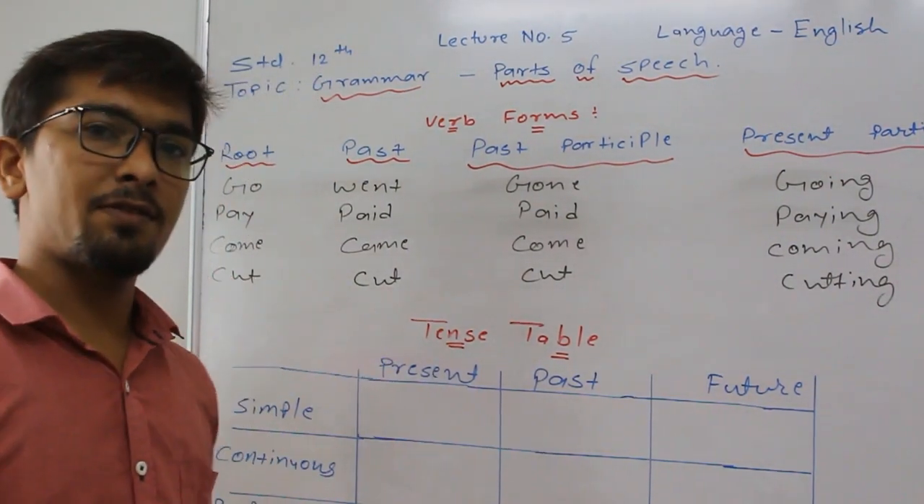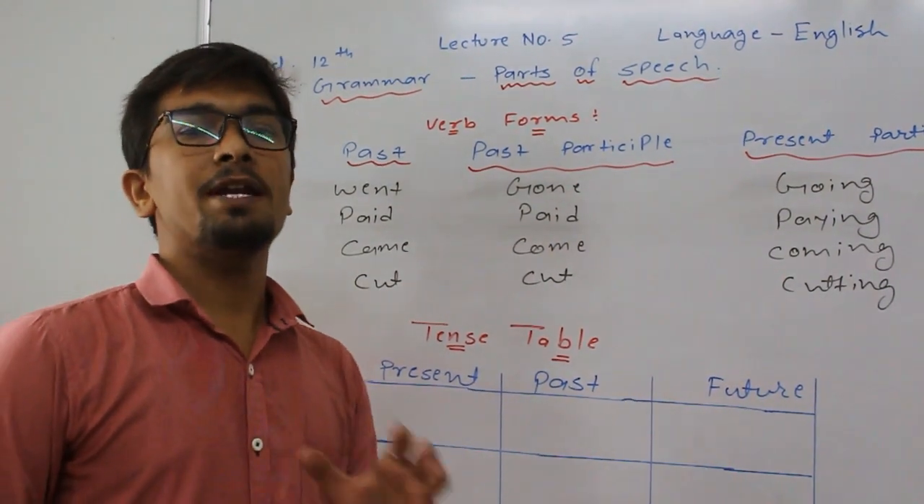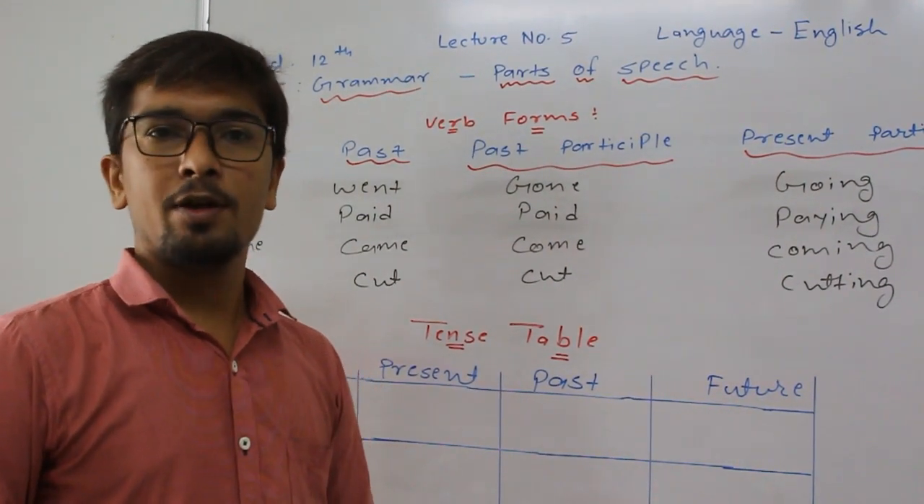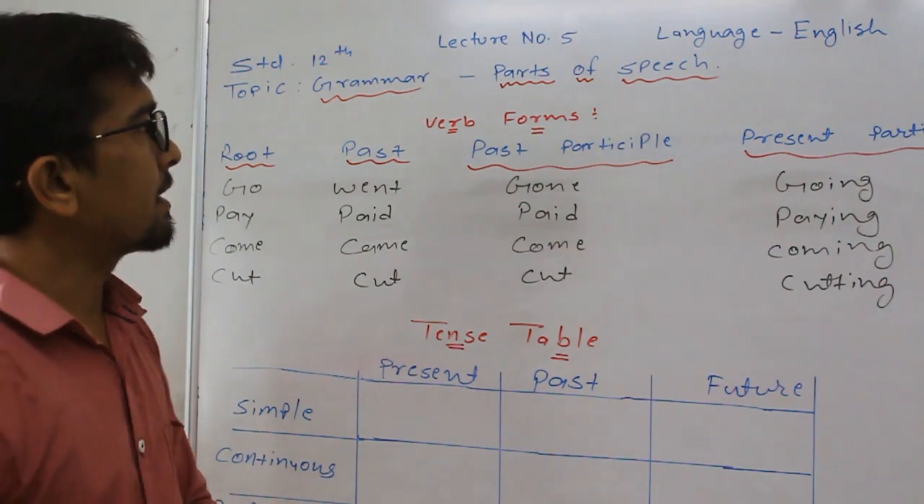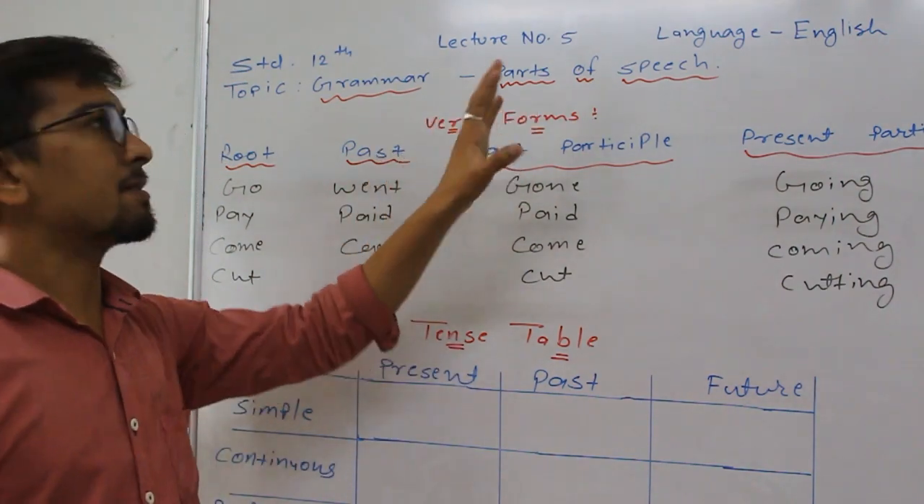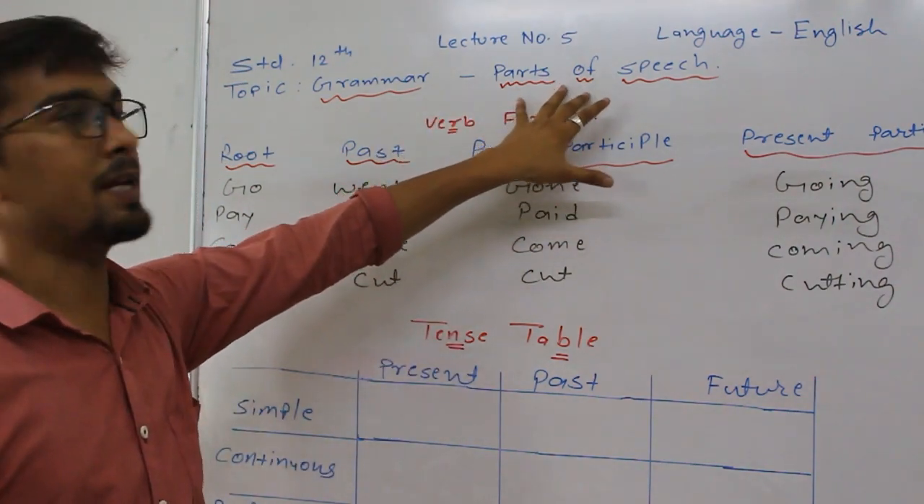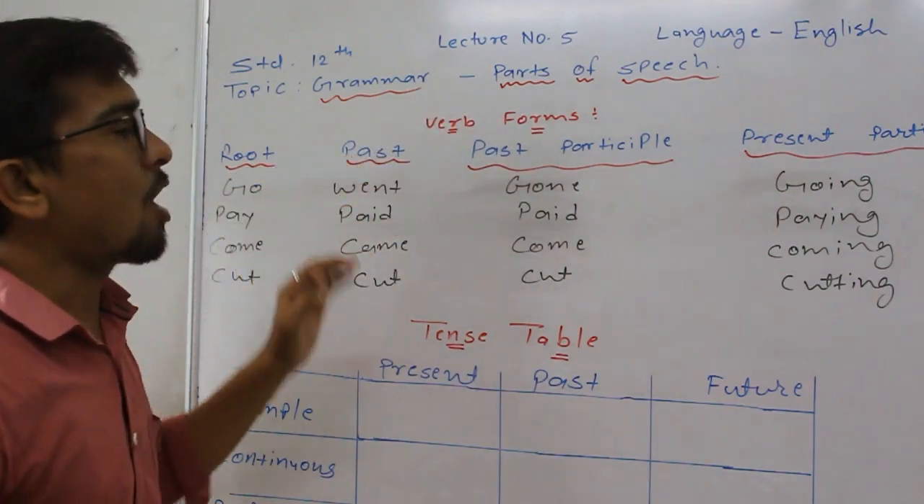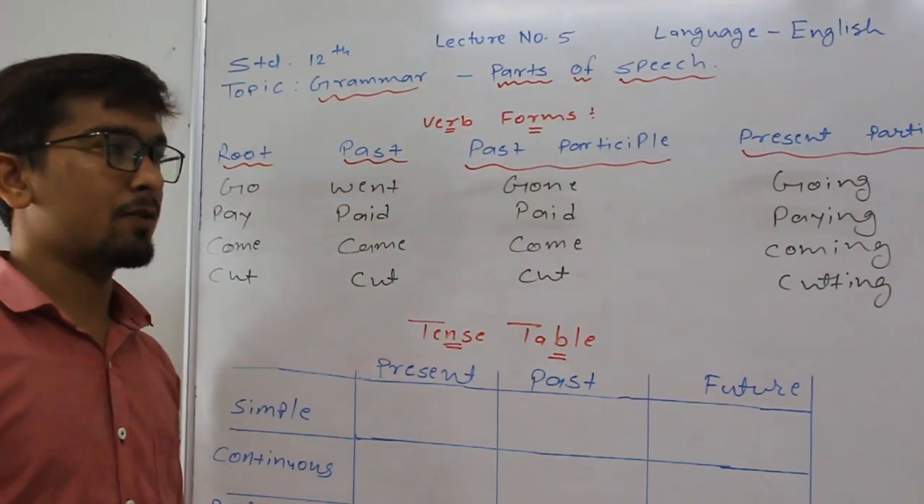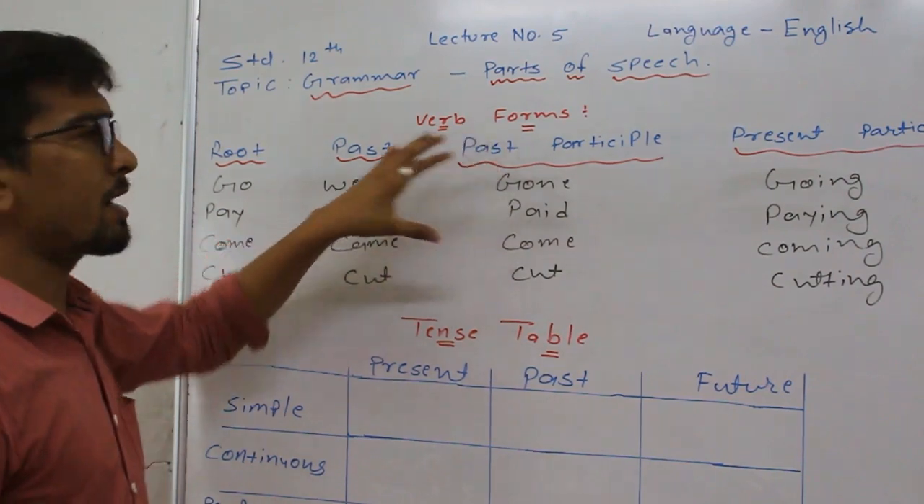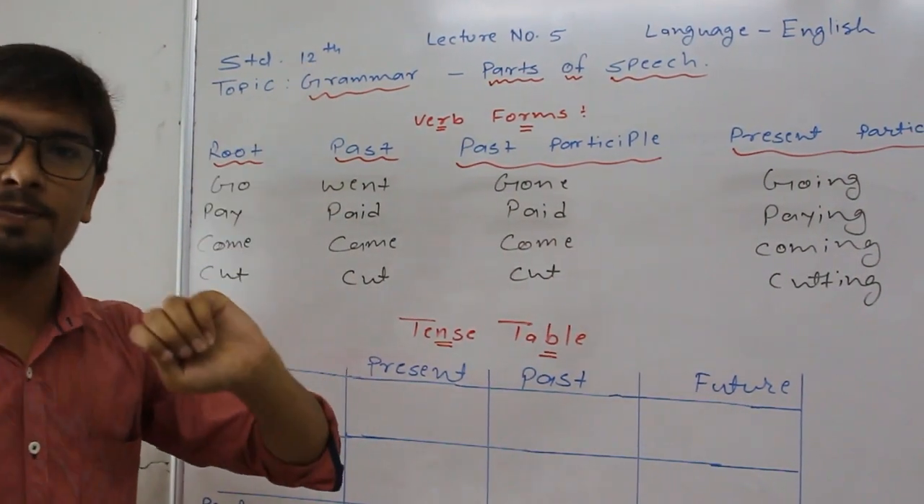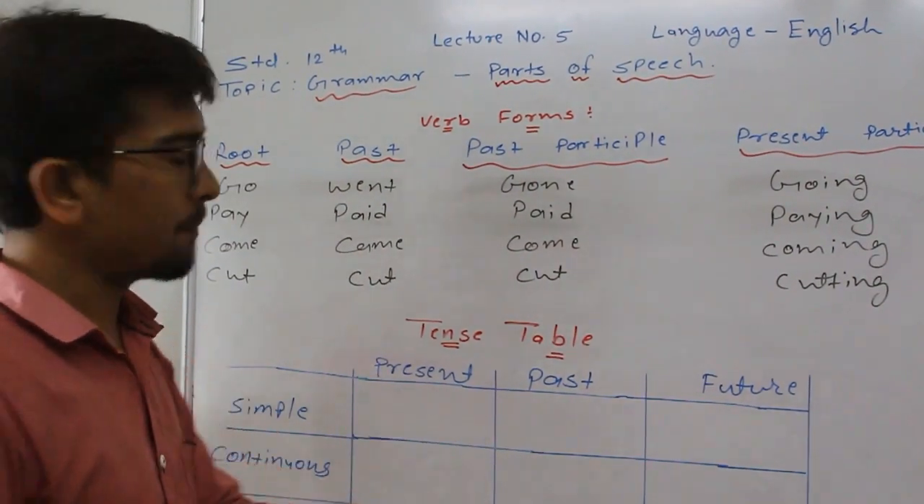In the previous lecture, we understood how many types of verbs there are. Today, what we are going to understand is verb forms. It is in the same topic, parts of speech, English grammar, right? How many verb forms are there? If we calculate, we know that there are four forms of verb.